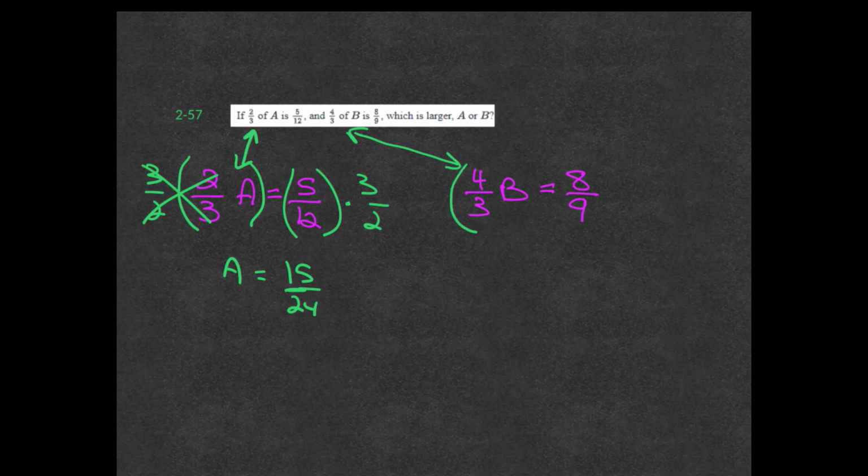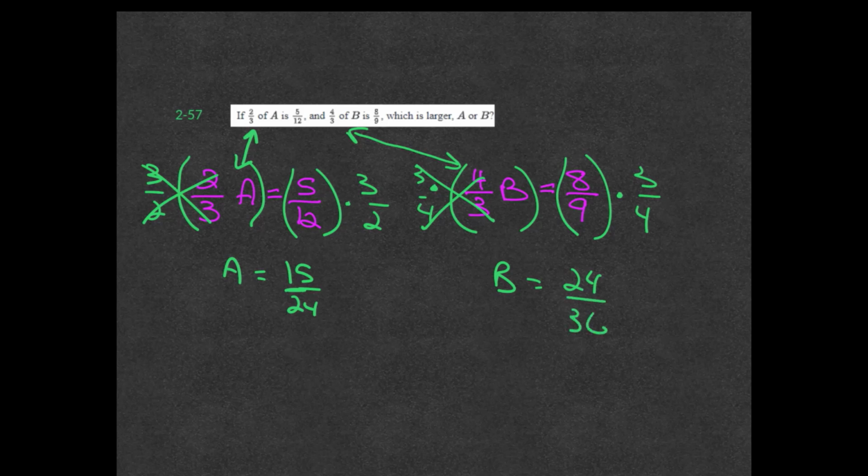So again, same thing. I'm going to multiply by the inverse of 4/3. Multiply by 3 over 4, and I can cancel those out, okay? But multiply this by 3 over 4 as well. And so B will equal 24 over 36.